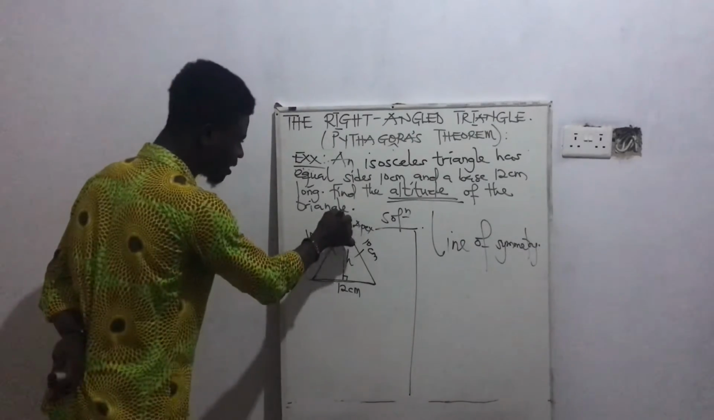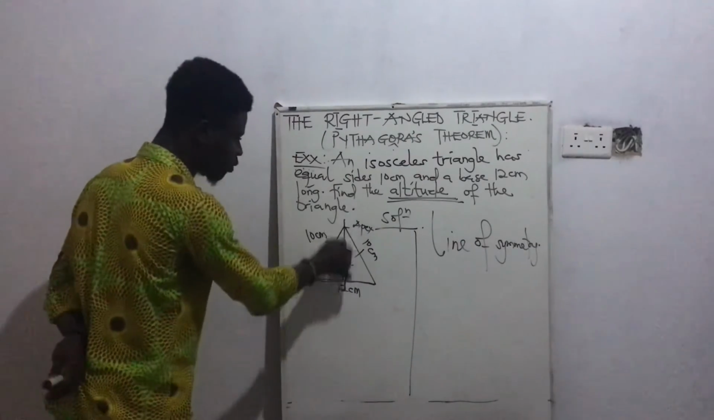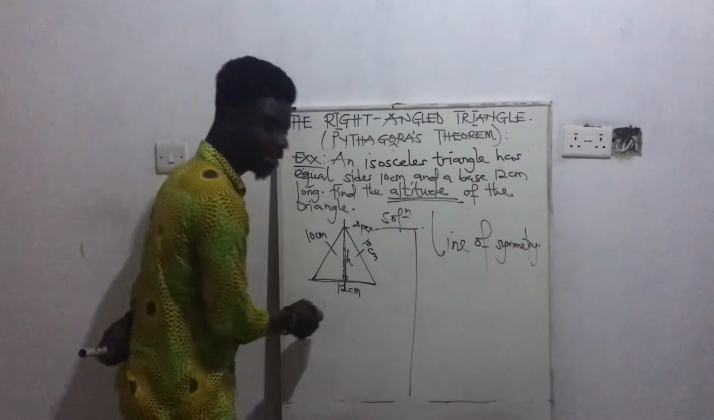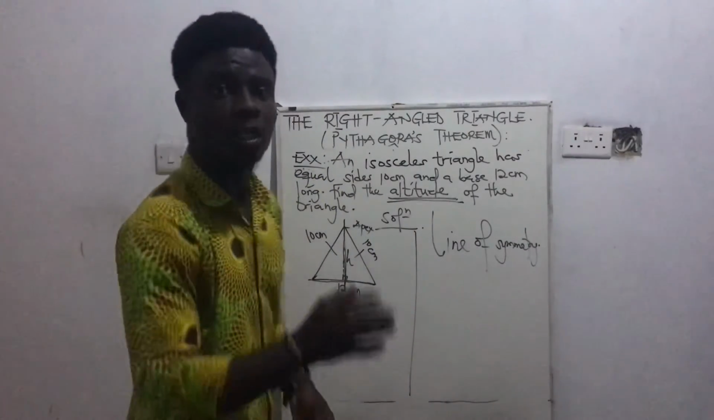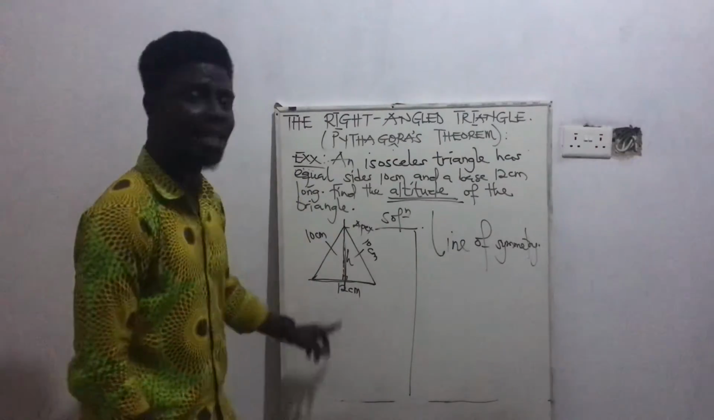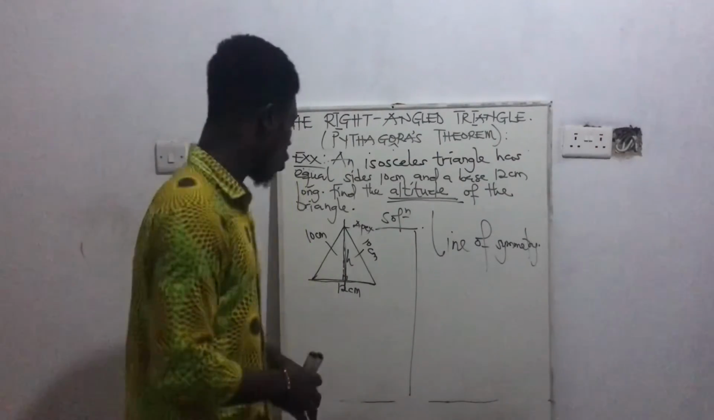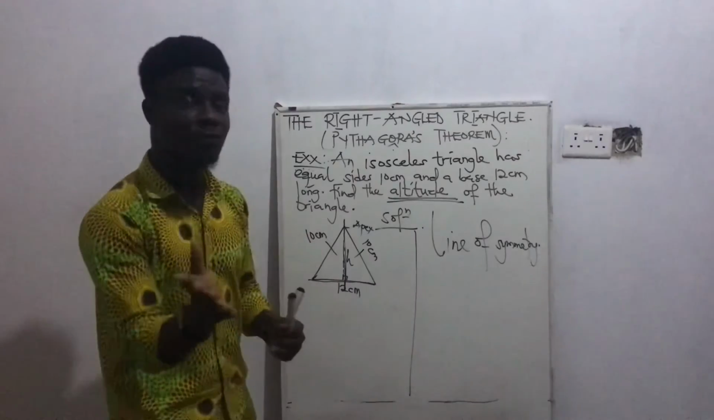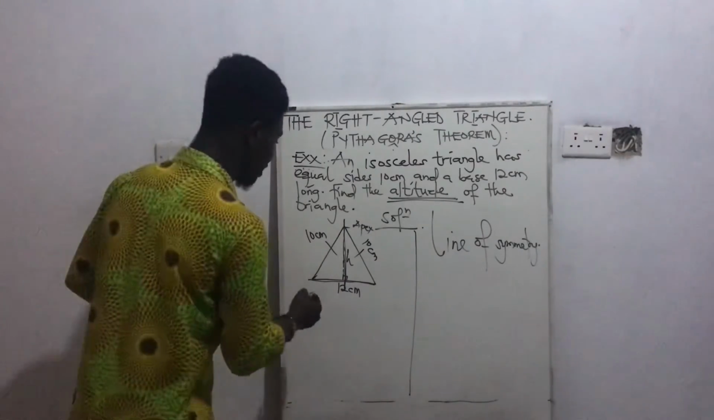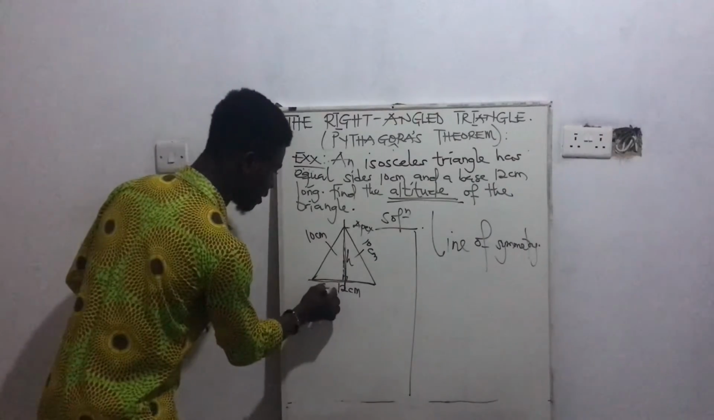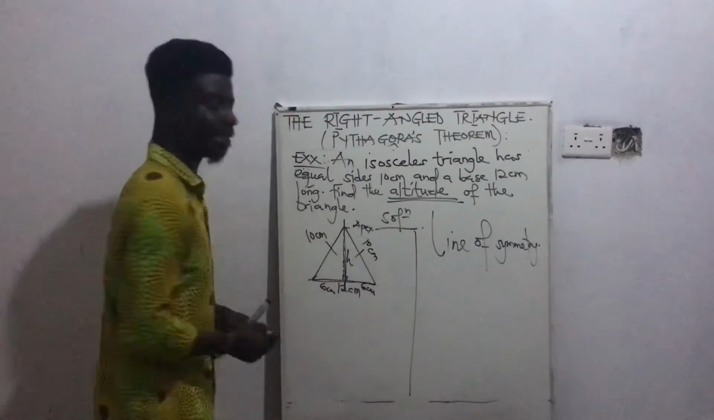So if this line divides this triangle into two equal parts, then it means that it will divide the base, 12, into two equal parts. So 12 divided by 2 is 6. So I have here to be 6 centimeters. Then here is 6 centimeters.